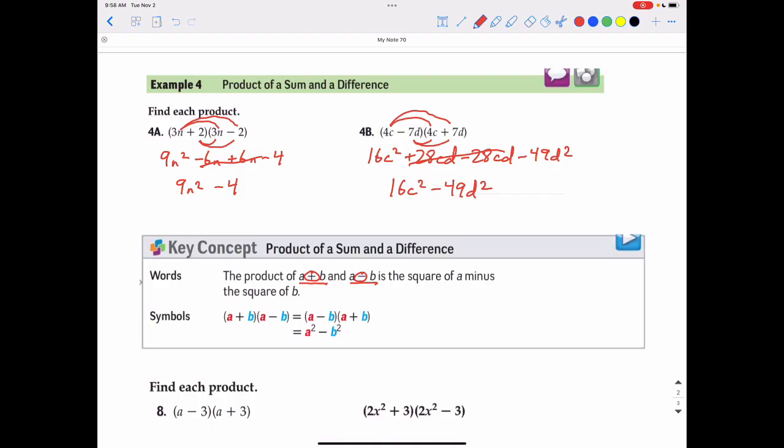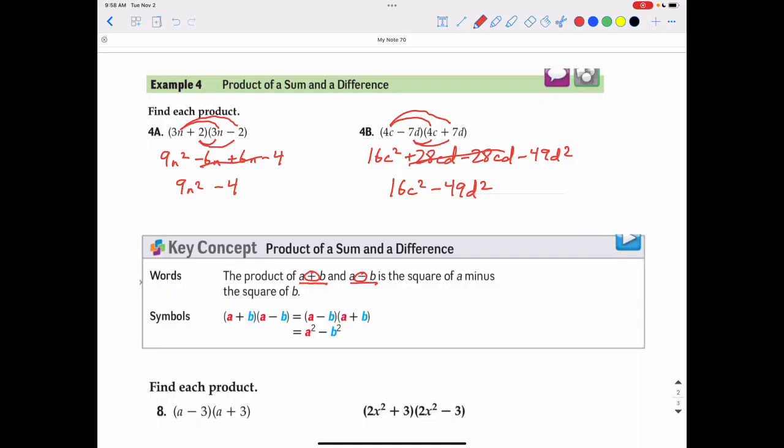So a times a is a squared. Negative 3 times positive 3 is negative 9. So a squared minus 9. Again, that's the exact same thing as you will get if you do the full double distribute. You can check on your own if you would like.